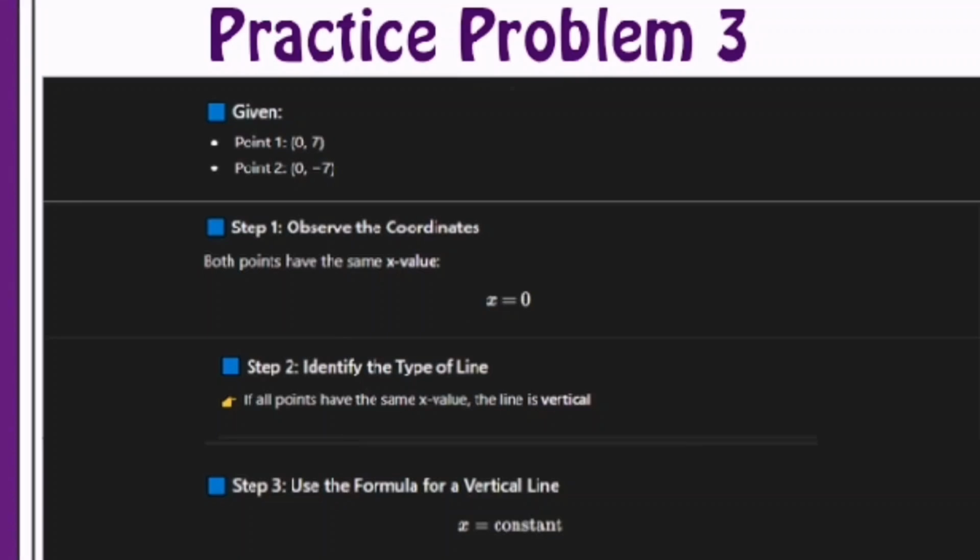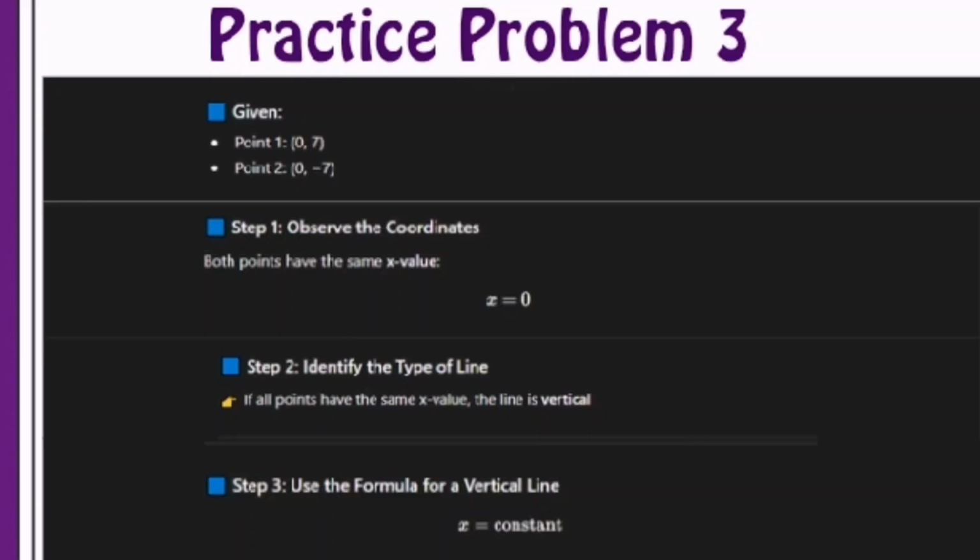In coordinate geometry, if x changes, the line moves left or right. If y changes, the line moves up or down. So x is 0 for both points, and y is changing from 7 to negative 7. So the interpretation of this means the line does not move left or right. It only moves up and down. That is the definition of a vertical line. So step 3 is identify the type of line.